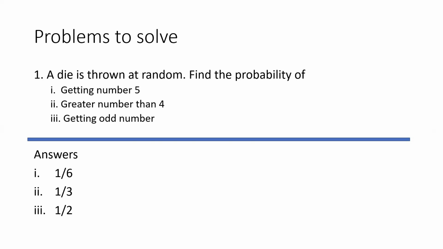Getting an odd number. The odd numbers are 1, 3, and 5. Any of the 3 coming is successful. So 3 out of 6, that's 1 by 2.